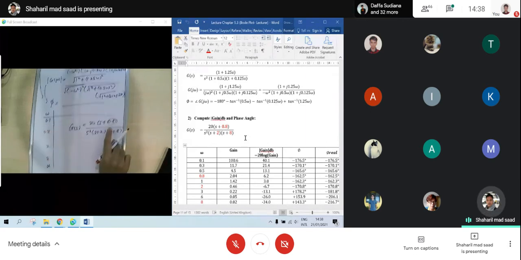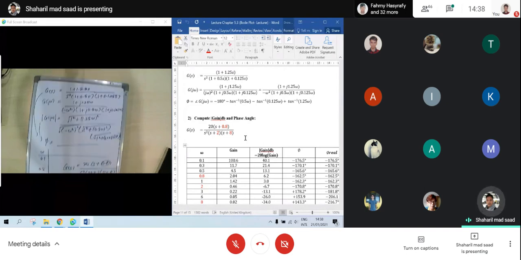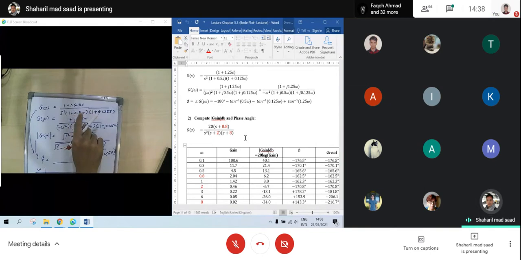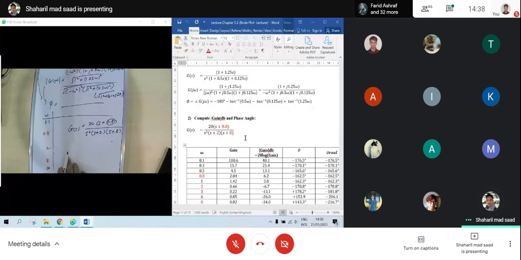Make sure that it is s plus something, s plus something, s plus something. Don't straight away take 1 plus 0.5s. So you need to be careful with this one. Any question about this?